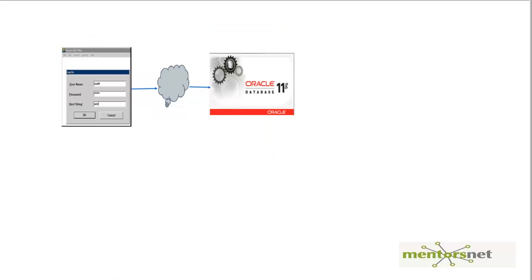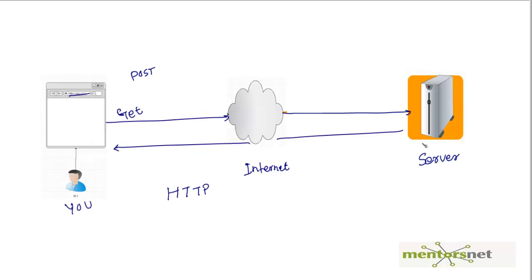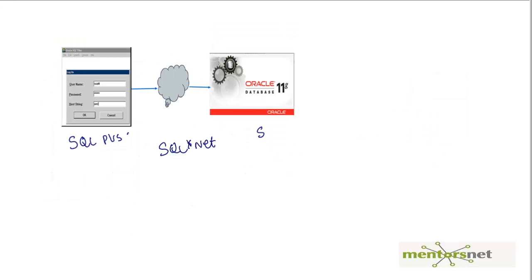Here is another scenario where you have an Oracle Database 11g server somewhere, and using a SQL*Plus client, somebody is connecting to this Oracle Database server and doing some insert, update, delete, or other SQL operations. Again, some communication is happening between the client and the server, and the protocol here is no more HTTP or RDP, it is something else called SQL*Net or Oracle NCA protocol. My point here is that whenever a client is communicating with a server, it follows a protocol, and that protocol is HTTP here, RDP here, and SQL*Net here.